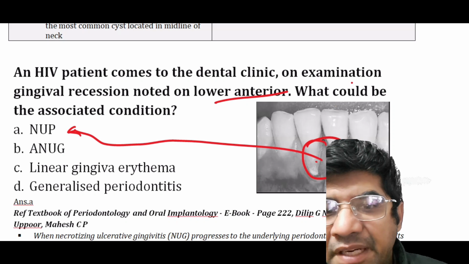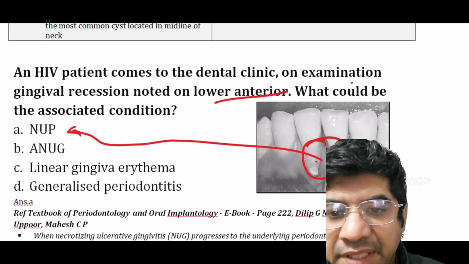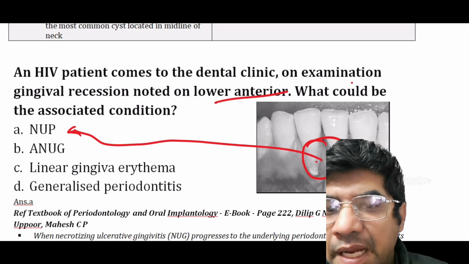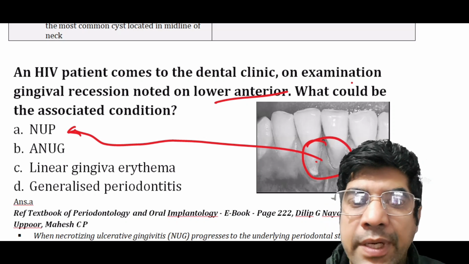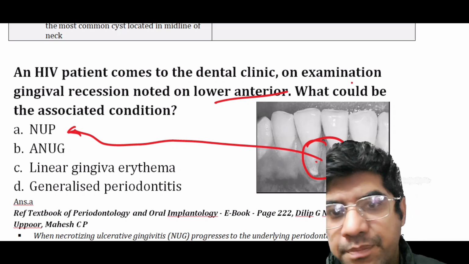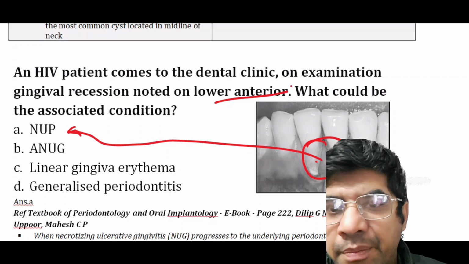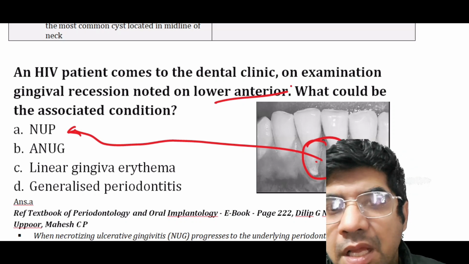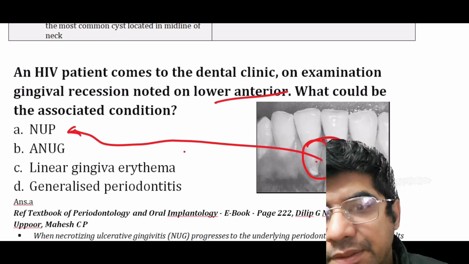NUG is an inflammatory condition that affects the gingiva. There would be bleeding, ulceration and presence of a gray pseudomembrane. If NUG progresses and involves the underlying periodontal structure, it can lead to attachment and bone loss. This advanced form is known as NUP. In HIV patients, the immune system can contribute to the development and progression of periodontal disease, including the necrotizing condition.